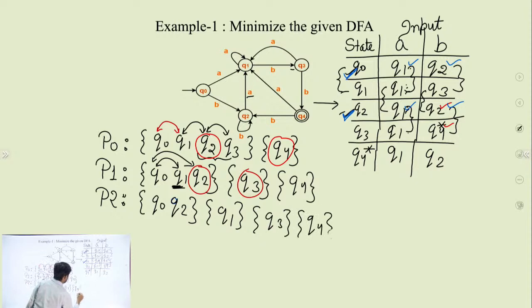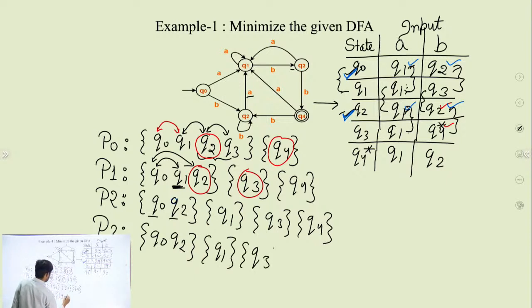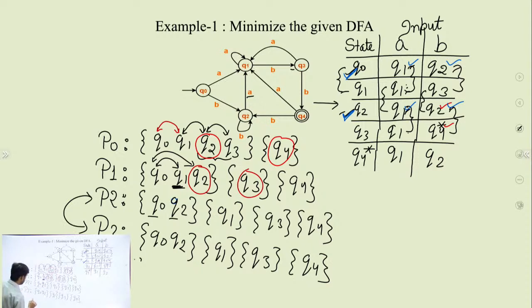Next is Q4. Now find the third equivalence class. Compare Q node and Q2: Q1 is the same state, so they belong to the same set. Q2 and Q2 are also the same state, so they belong to the same set. So Q node and Q2 are equivalent, then Q1, Q3 and Q4. See here, P2 and P3 are equivalent, so we must stop here.